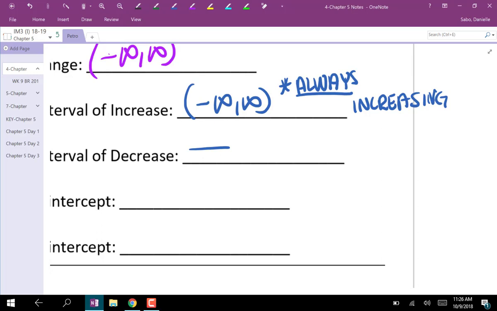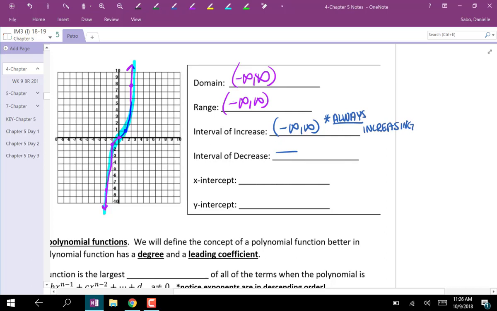Now again, this part, the increase and decrease, will change eventually when we get into different types of cubics, but today it won't. The x and y intercept is the same, 0, 0, and 0, 0. Because all parent functions, your x and y intercept should be at 0, 0. Always. Questions on that?